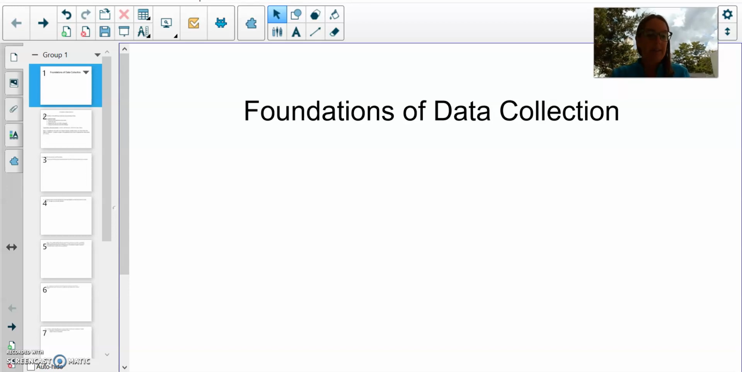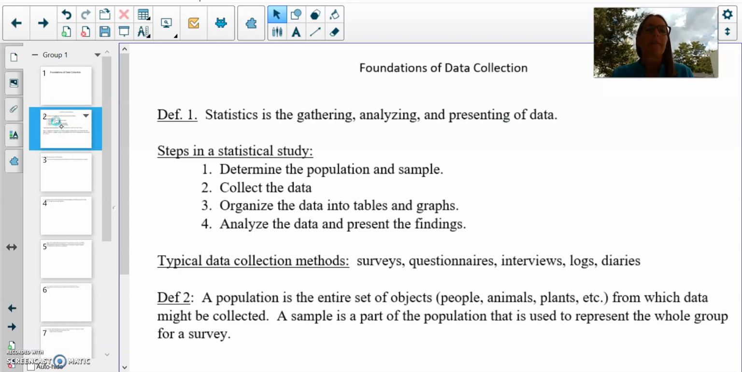Hi everyone. In this video, we're going to be looking at foundations of data collection. So statistics is the gathering, analyzing, and presenting of data. When you make a statistical study, you first have to determine the population and the sample, collect the data, organize the data into tables and graphs, and analyze the data to present your findings.